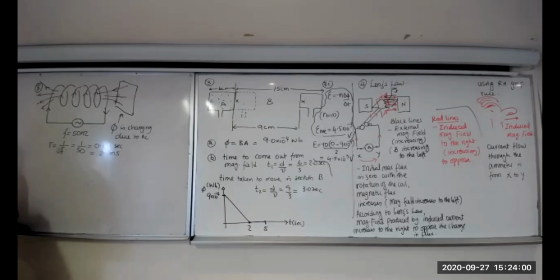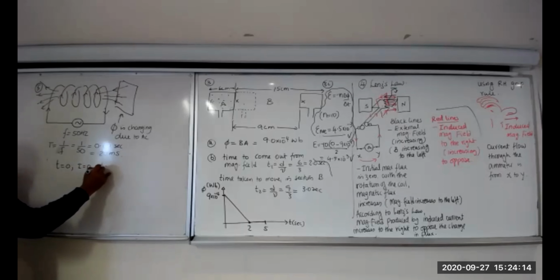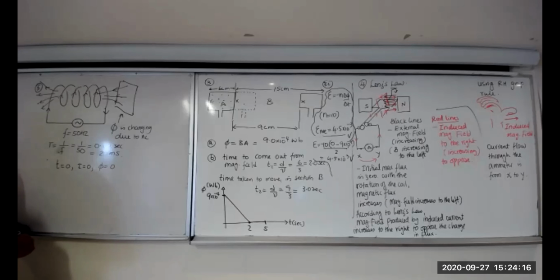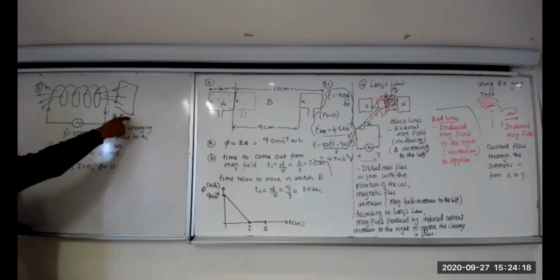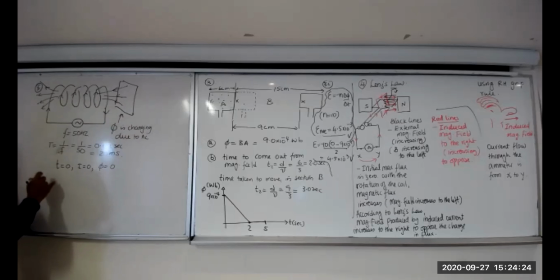They say not to worry about the magnitude of the flux, the maximum value. So at t equals 0, they say no current. Therefore, flux through the coil is 0. Is it the rectangular coil we're talking about, not here. We're talking about the rectangular coil. That's the one that is going to have the induced EMF later on.